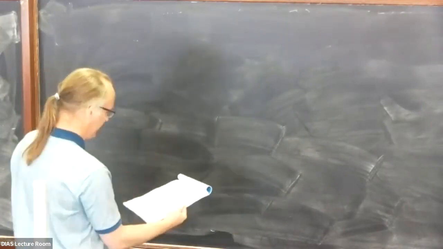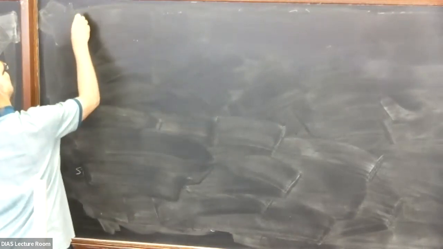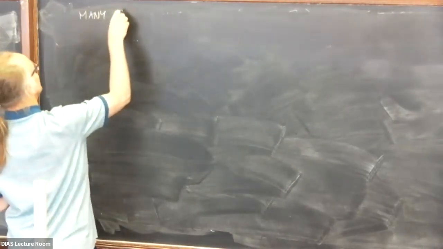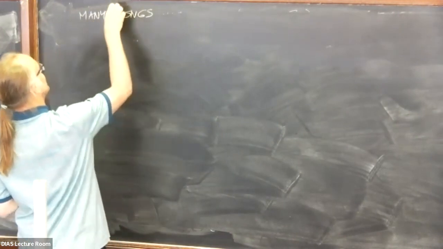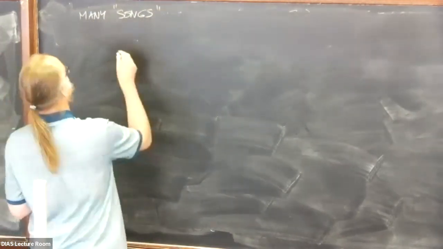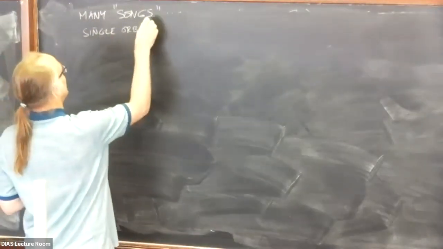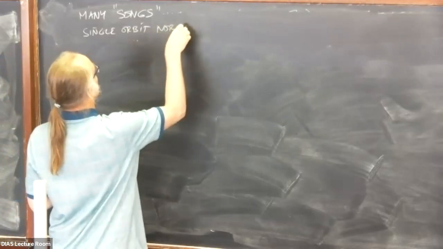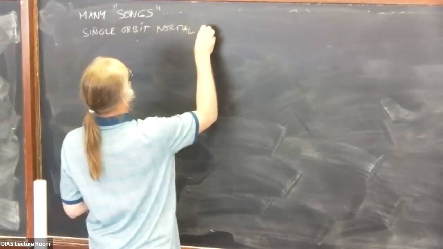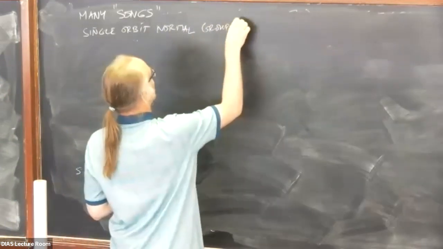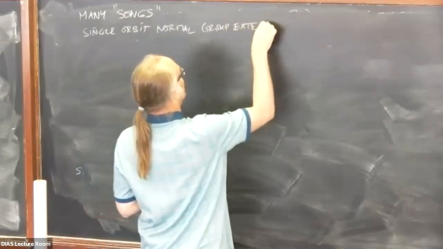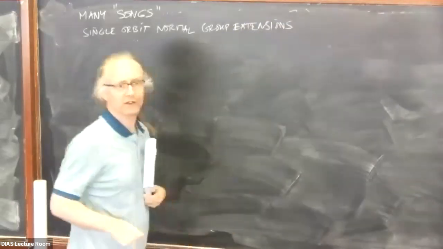There's a whole bunch of other ones, like I said, and many of them can be summarized as what we have called SONGs. And we can prove for some of them that they can be made into categories. SONG is short for single orbit normal group extensions. So you see why we need the abbreviation.